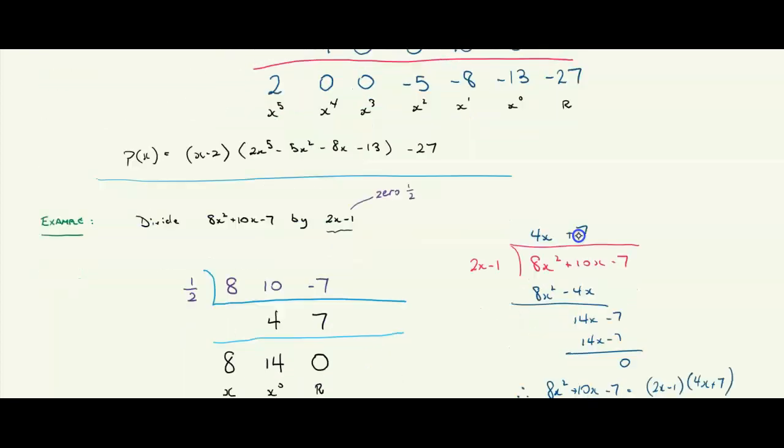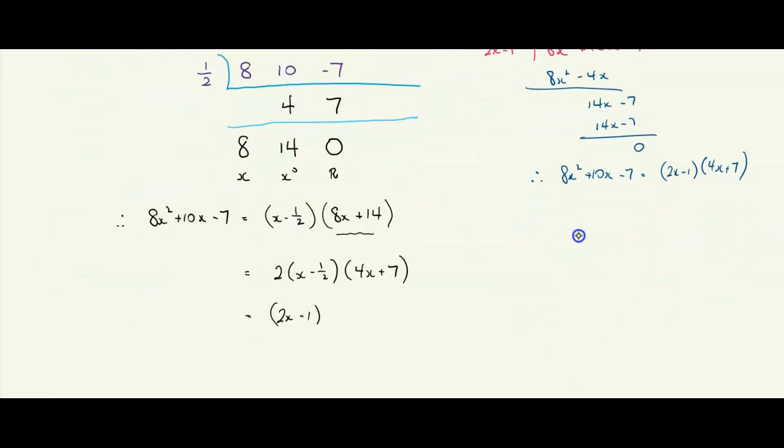So see how it doesn't quite work so nicely or so neatly for non-monic linear divisors. 4x plus 7 in there. 2x minus 1, 4x plus 7. We got there in the end.